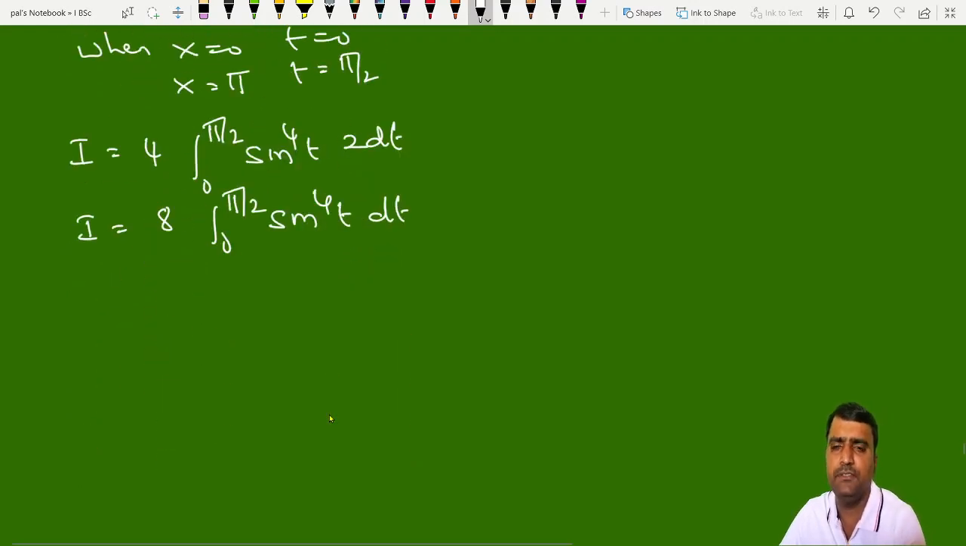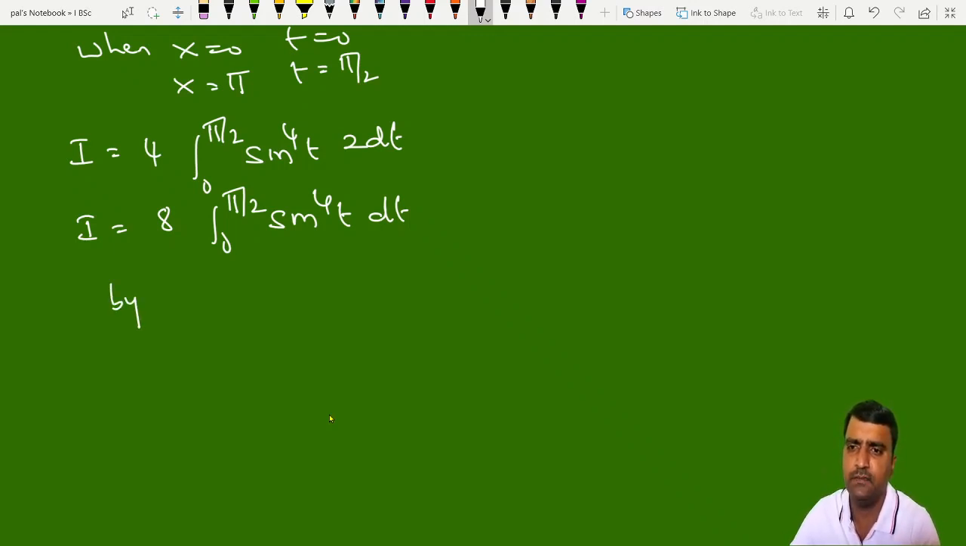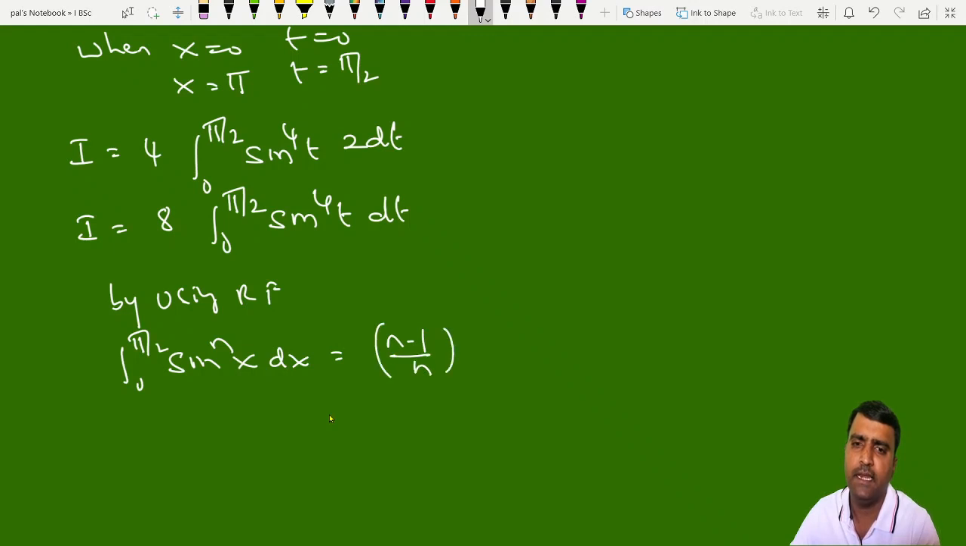To evaluate this, you use the reduction formula. By using the reduction formula, what is that? Integration from 0 to pi by 2 sine to the power n x dx is equal to n minus 1 by n, n minus 3 by n minus 2, and so on, 1 by 2 into pi by 2 when n is even.